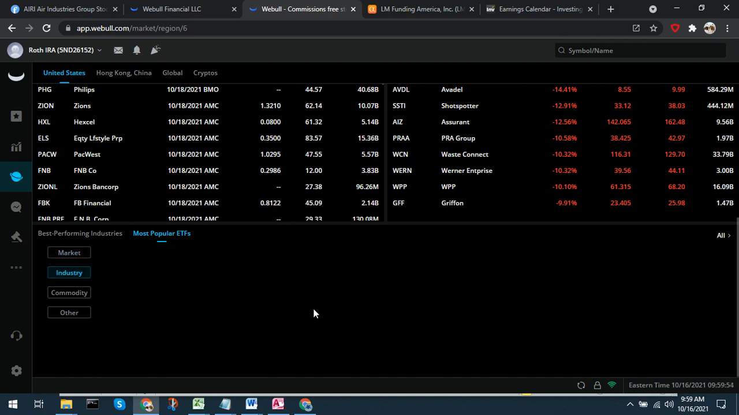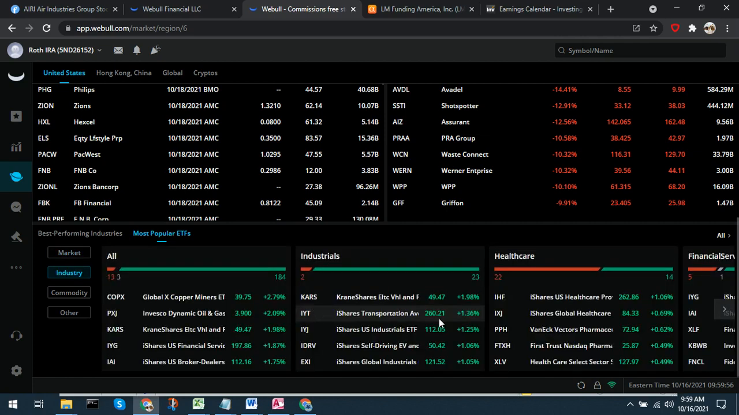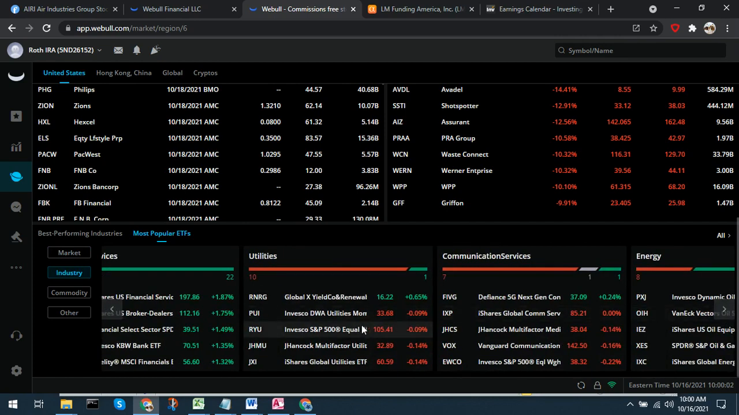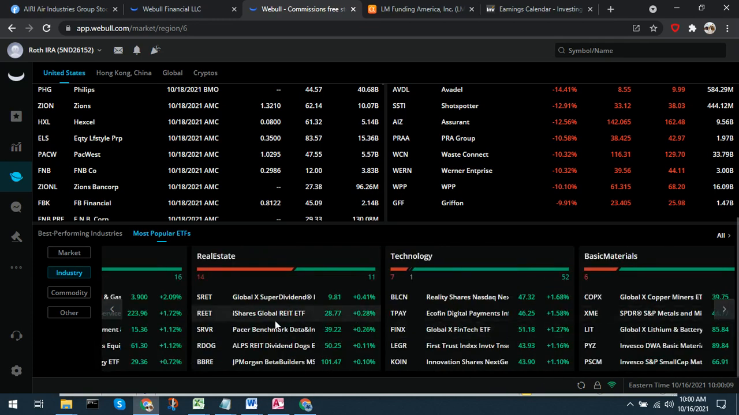We can look at industries: industrials, healthcare, financials, utilities, communications were down, energy was mixed. Earlier in the week we saw uranium had a run, solar renewable had a run. They're not running right now, so that looks like that run may be over. If those turn down, particularly uranium, might be an opportunity again in that sector.